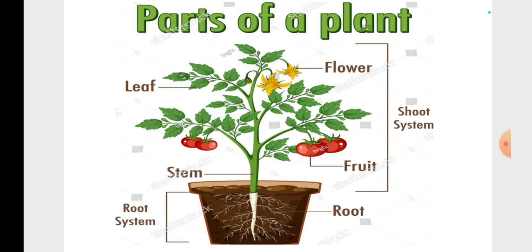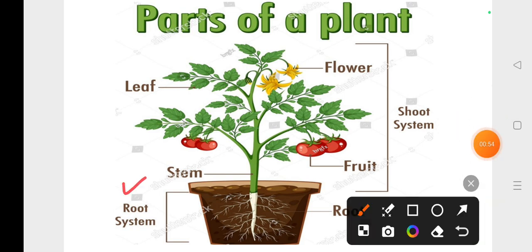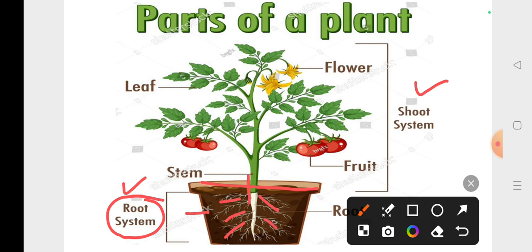Now, these parts of a plant we can divide into two. First is the root system and second is the shoot system. First, we will talk about the root system. The root system mostly grows below the ground, and it includes especially roots. The main functions of these roots are that they anchor the plant, and second, they take in water and nutrients from the soil and provide them to the plant.